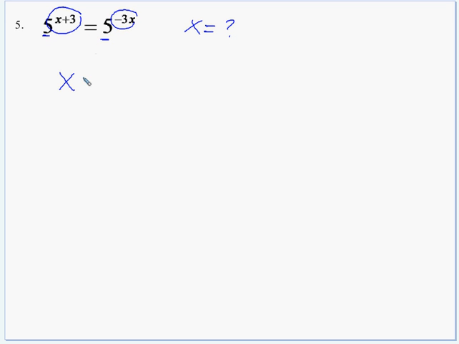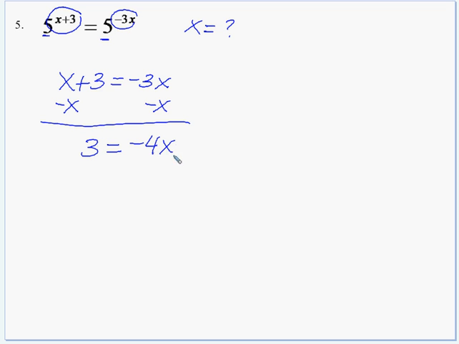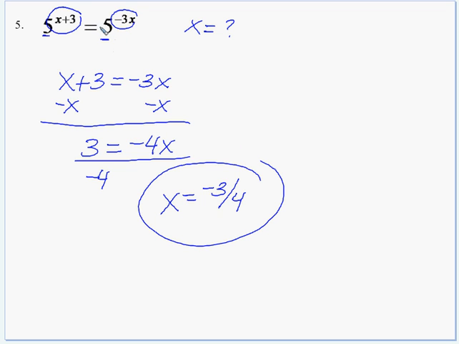So you're going to have x plus 3 is going to equal negative 3x. And all you have to do is just solve for x. So subtract x. So you have 3 equals negative 4x, and then divide by negative 4. So x is going to equal negative 3 over 4. Like I said, we're going to come back to this in chapter 10 when we have different bases and so forth, but for this instance, if you see this and they want you to solve for x, just set your two exponents equal to each other.